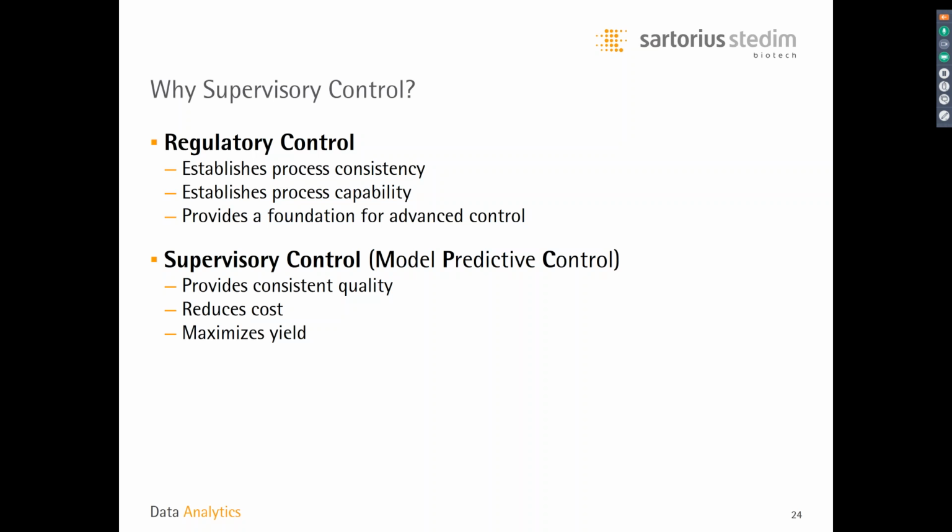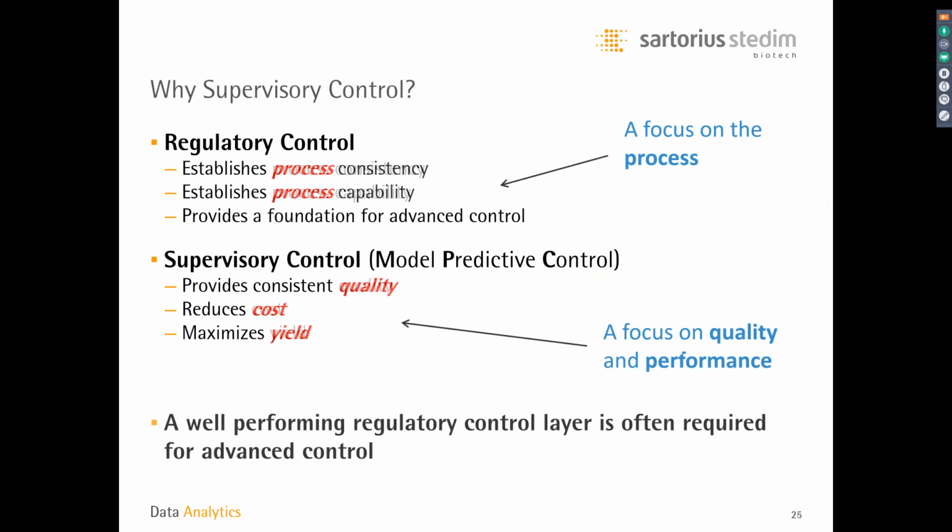Now the question is, what path should we take in order to get the quality we want, minimize or reduce costs or maximize yield, these types of things. So regulatory control has a very small focus on the process, whereas supervisory control has more of a global role on quality and performance. And you'll have a challenge trying to do supervisory or model predictive type control if you do not have a good regulatory control layer.